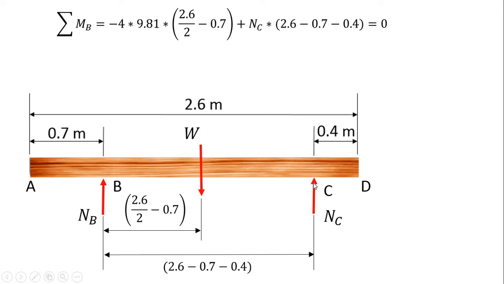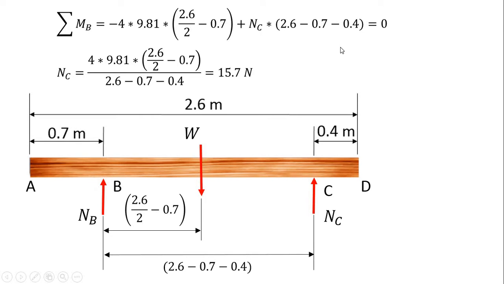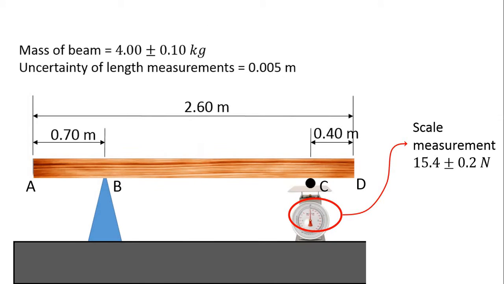Then the only other thing that produces a moment about B is the normal force at C. So there's the normal force at C, which is what I'm looking for, times the perpendicular distance. So this equation is easy enough to solve for the normal force at C. Solve for it, and there you go. I get 15.7 newtons.